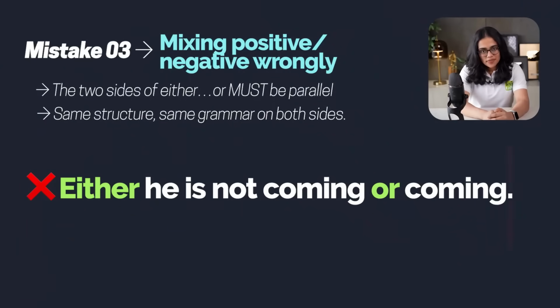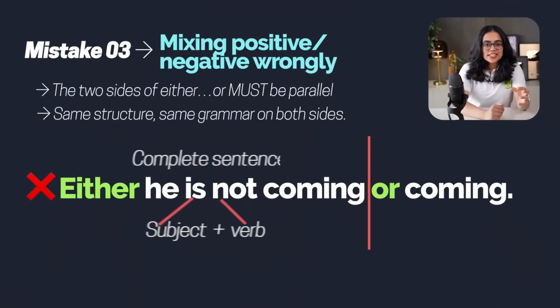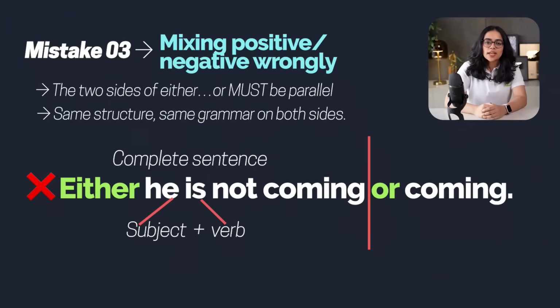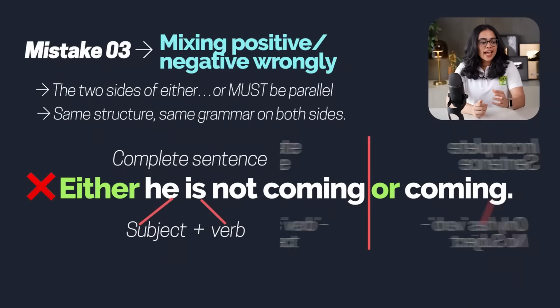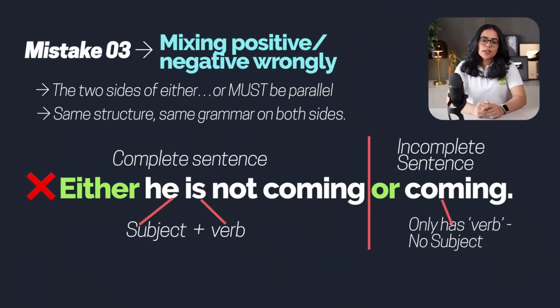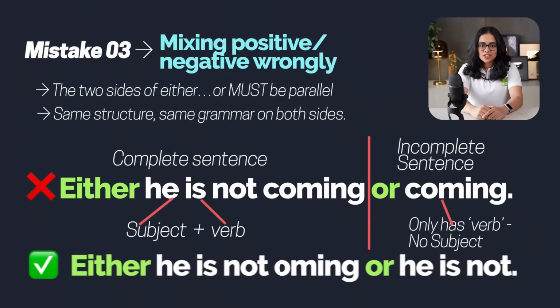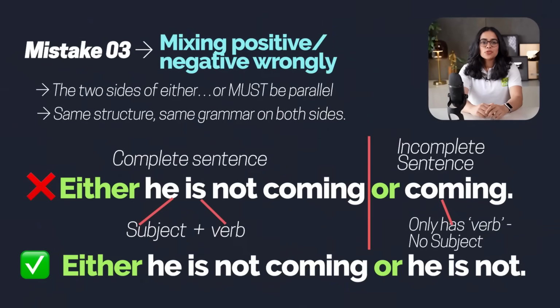See the first part, he is not coming. It's a full sentence, subject plus verb. Whereas the second part after or only has coming. It means it's got only a verb. There is no subject, right? So the correct sentence would be either he is coming or he is not. Now if you look at both the parts of the sentence, they are complete. He is coming is a complete sentence. He is not is again a complete sentence. The sentence makes sense. It does not sound broken. I hope you understood this common error and will avoid making one.